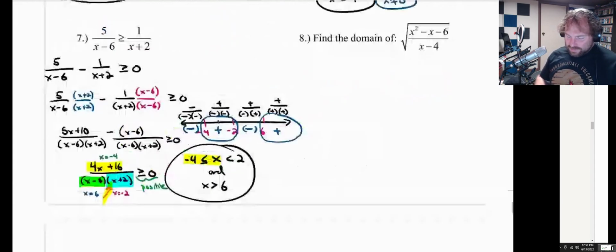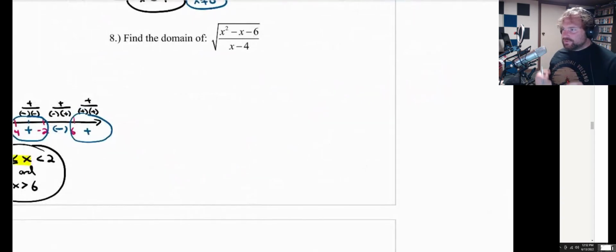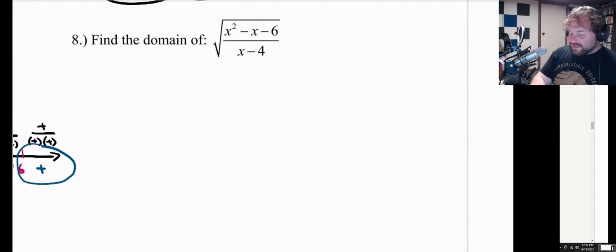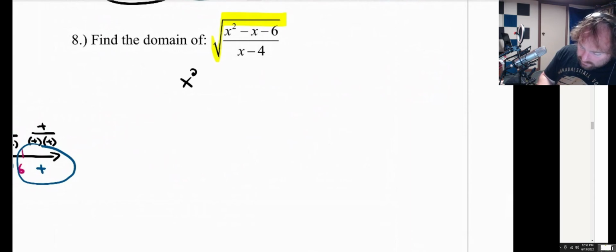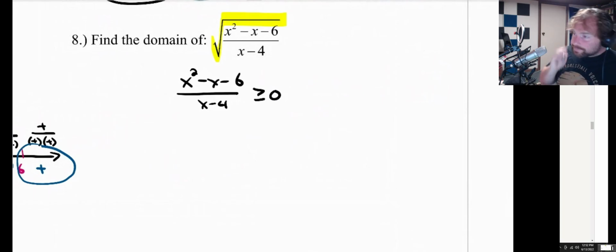And then let's try number 8, which only asks us to find the domain, which is a cool way to end this exercise. Finding the domain doesn't seem like it fits in this set of problems, but it absolutely does, because look at what you've got on the big thing there. You've got a big square root, and square roots must be greater than or equal to 0. So really we're solving this problem: when is x squared minus x minus 6 over x minus 4 greater than or equal to 0? This is the same kind of problem, so we're going to solve this exactly the same way we solved the last problem.